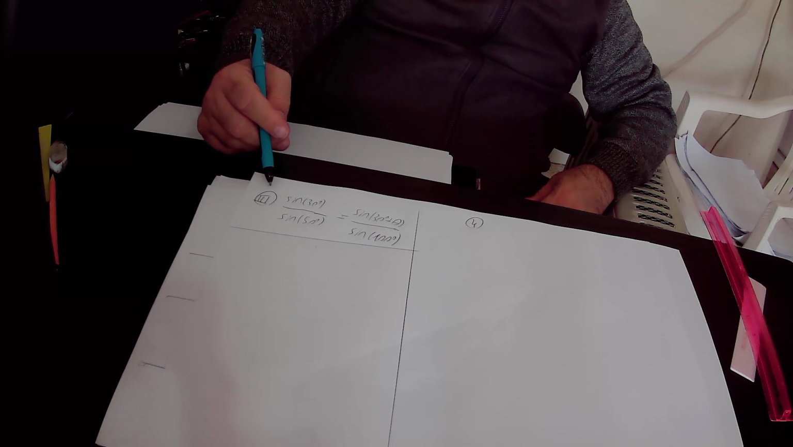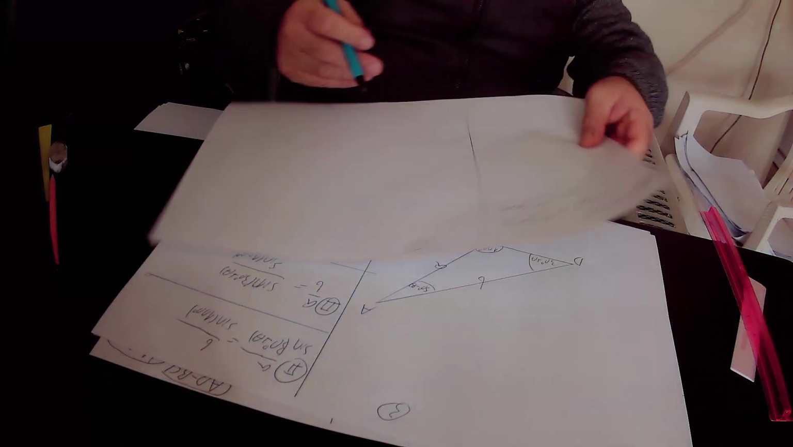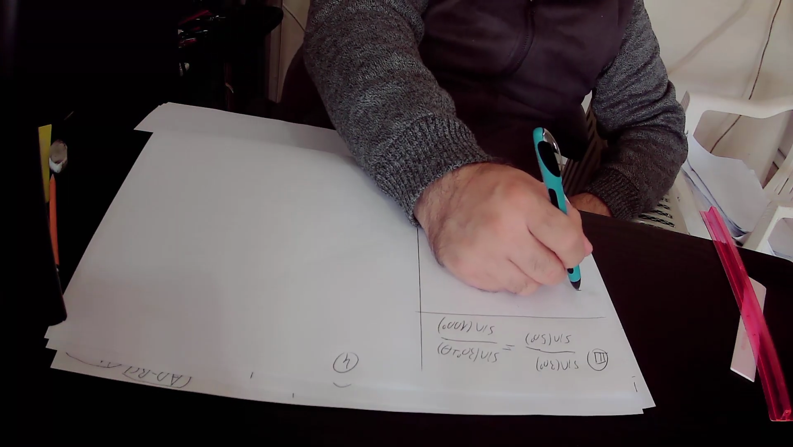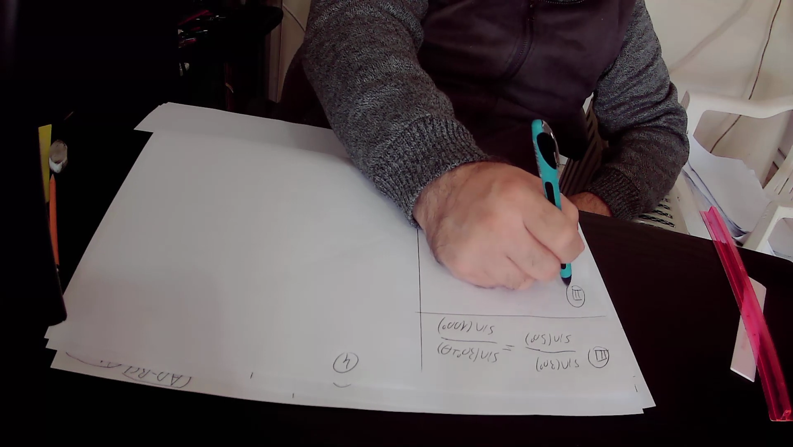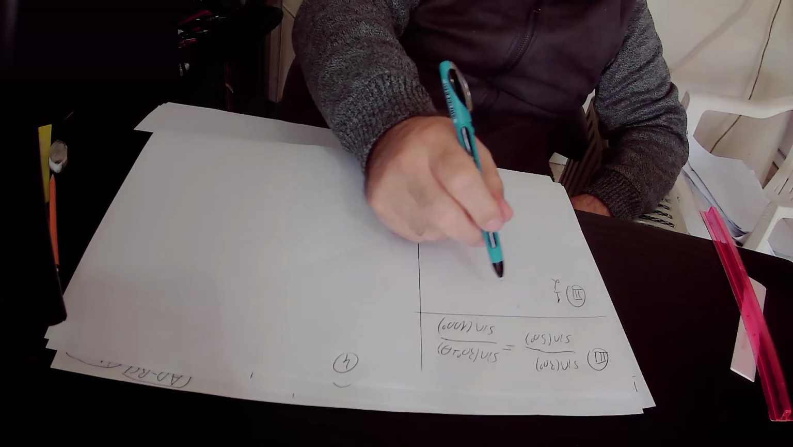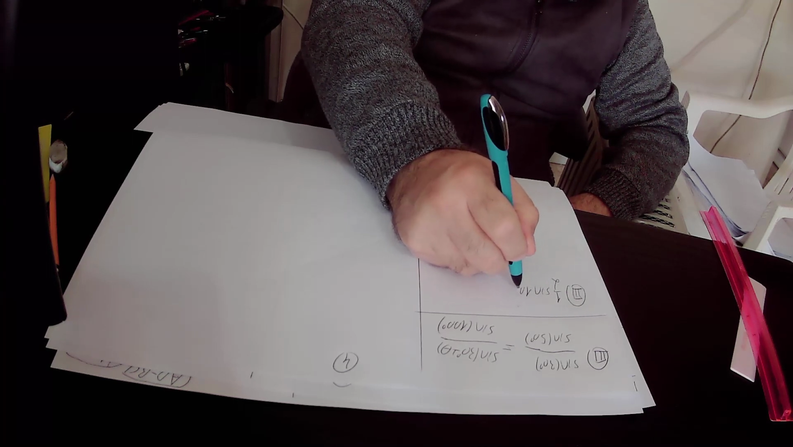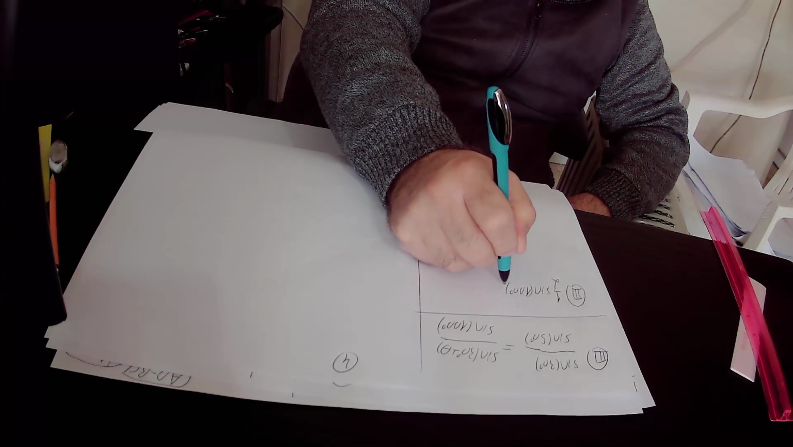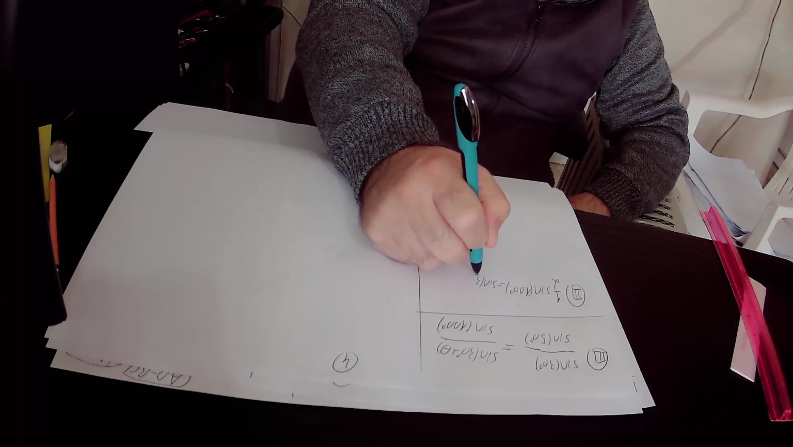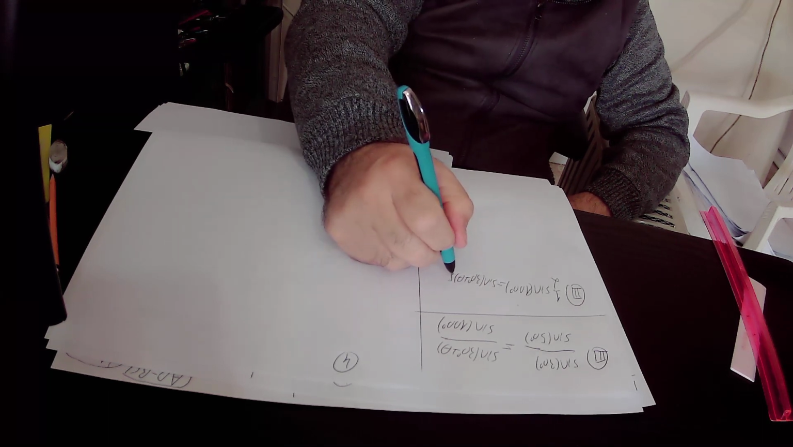Here we will cross multiply equation number 3, and we will get that, first of all, we know that sinus 30 degrees is 1 over 2. So 1 over 2 times sinus 100 degrees equals sinus 30 degrees plus theta times sinus 50 degrees.